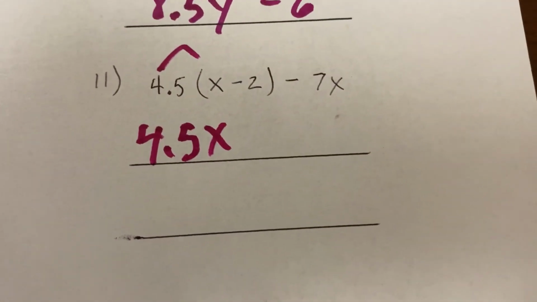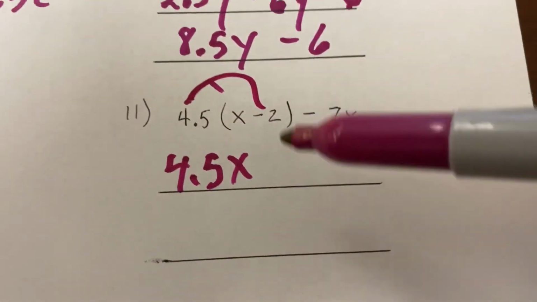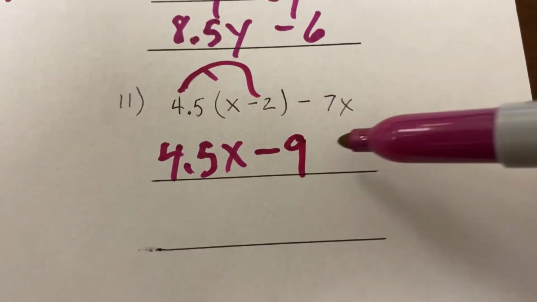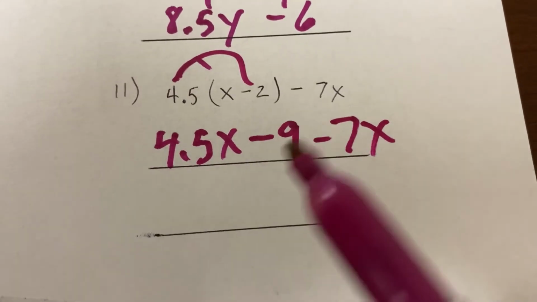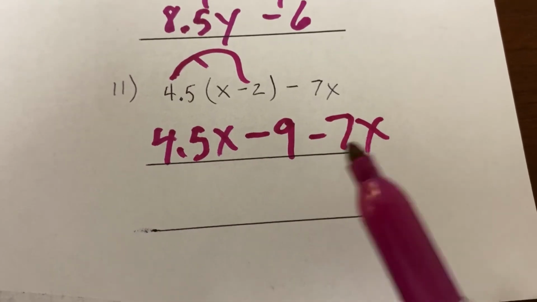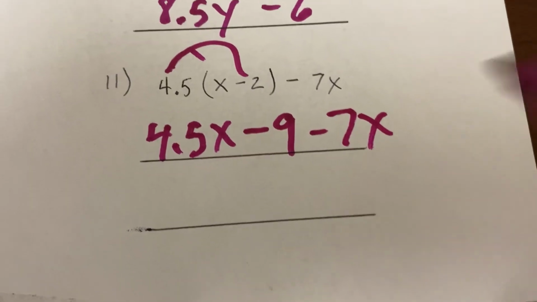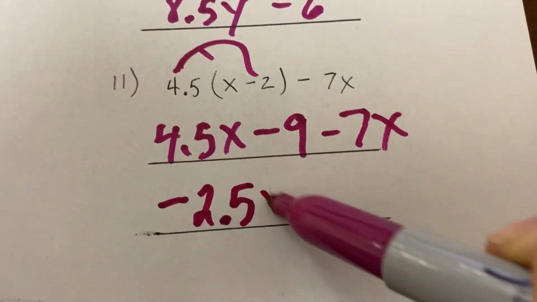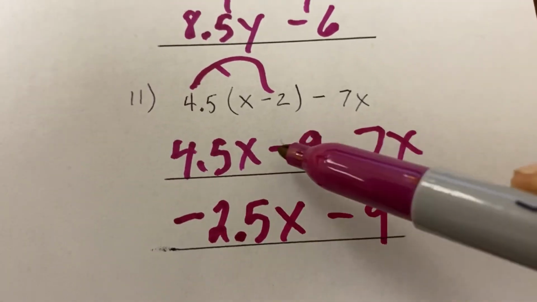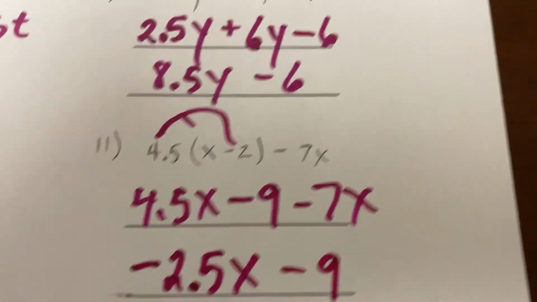is just 4.5x. 4.5 times 2 is 9. Notice I put a minus there. Bring down 7x. Now again, I have a 4.5 and a negative 7. If I add them together, I will get negative 2.5x. And just bring down the minus 9. Bring down the sign that's in front of it.